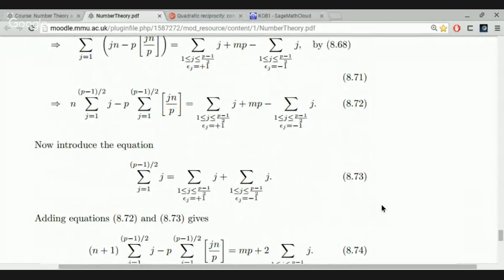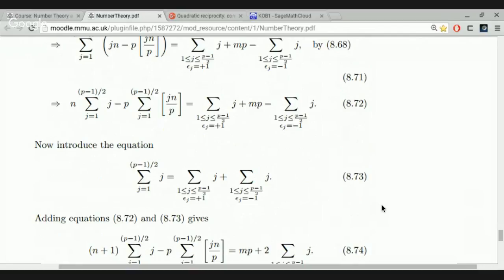And now you can spot a lot of similarity. Here we have the sum of all the j's, from 1 up to p minus 1 over 2. Here we have the sum of some of the j's which had a positive sign attached to them. And we're subtracting the sum of all the j's which had a negative sign attached to them. So here we've got the sum of all the j's on the left, the sum of some of the j's minus the sum of the other j's.